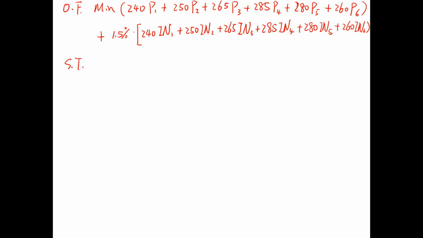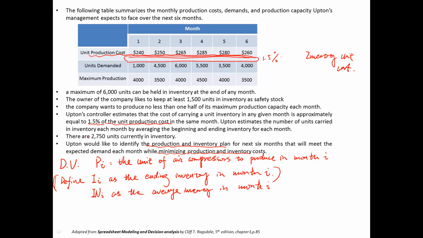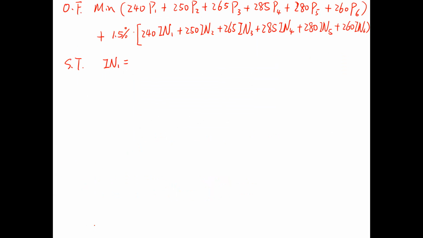And first thing I'm going to do will be to define this IN. IN1 equals the average inventory in the first month. We know there are currently 2,750 units of inventory, which is the beginning inventory. So that would be 2750 plus I1, which is what we defined as the ending inventory, divided by 2.